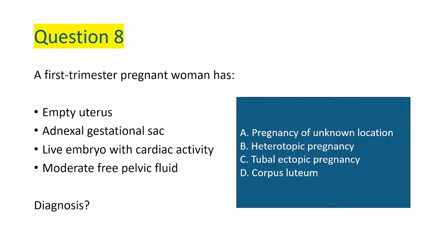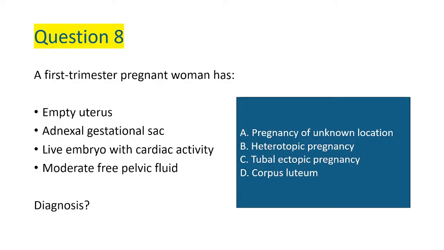Question number 8. A first trimester pregnant woman has an empty uterus, adnexial gestational sac, live embryo with cardiac activity, more than 3 fluid in the pelvis. What is the diagnosis? A. Pregnancy of unknown location. B. Ectopic pregnancy. C. Tubal pregnancy. D. Corpus luteum.